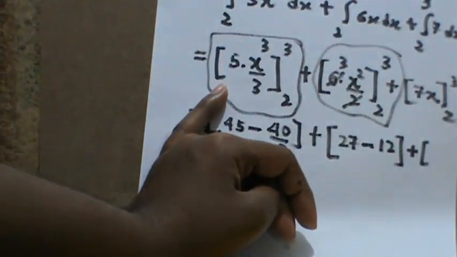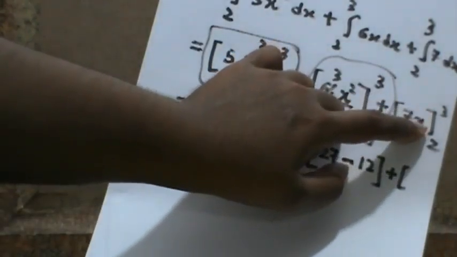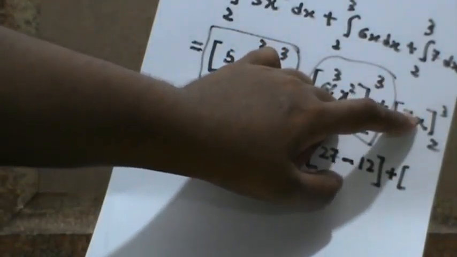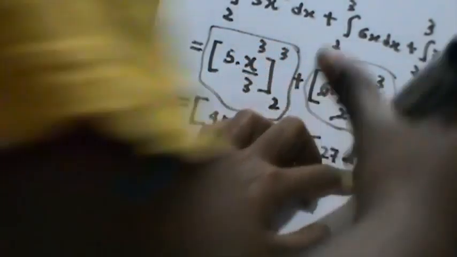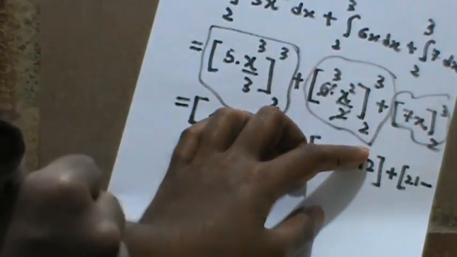plus 7 times x. The upper limit is 3, so the upper limit of this part will be 7 times 3, which is 21, minus 7 times 2, the lower limit, which is 14.